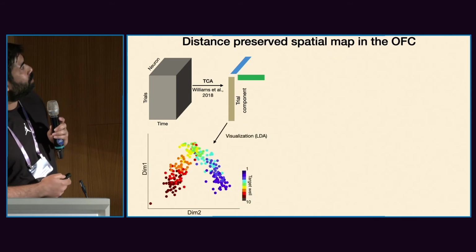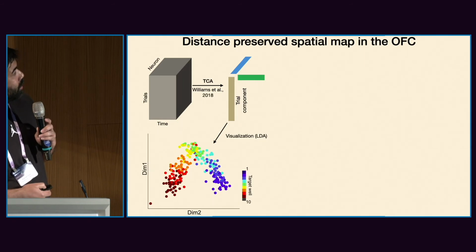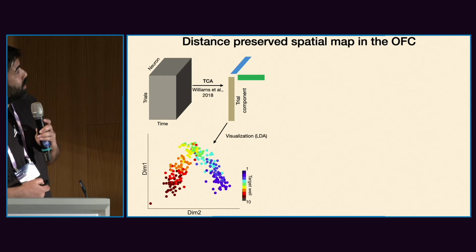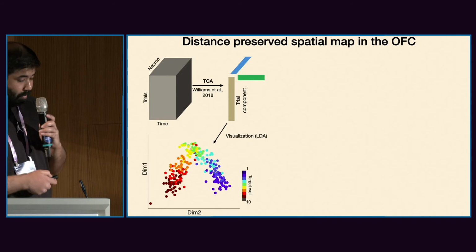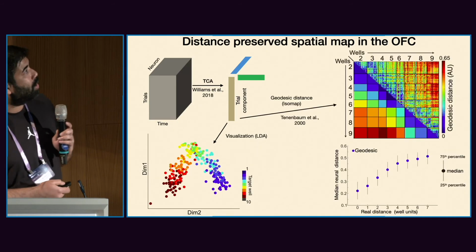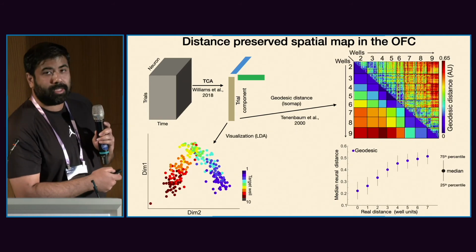So when you have these trial components, you can use them for visualization. Here you see each dot is a single trial, and you can see this nice ordered representation of the wells on a single trial basis. And more importantly, you can use it for quantification, right? Because of the curved manifold, I use geodesic distance between trials.